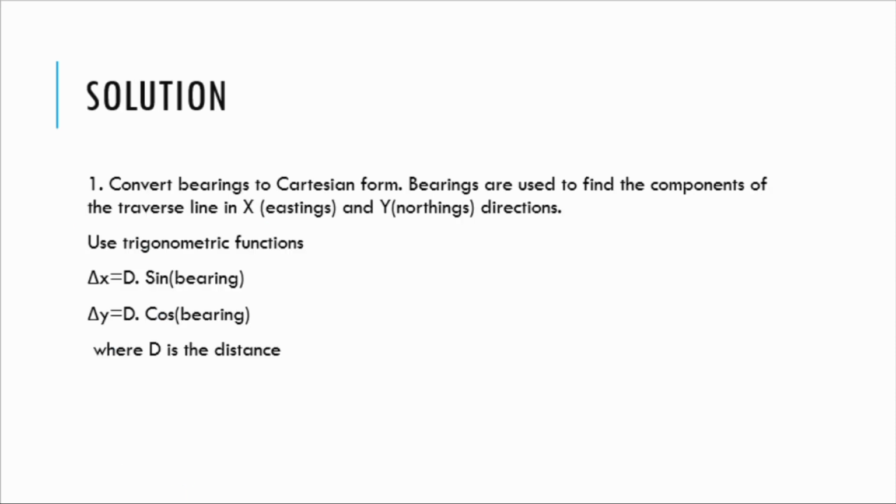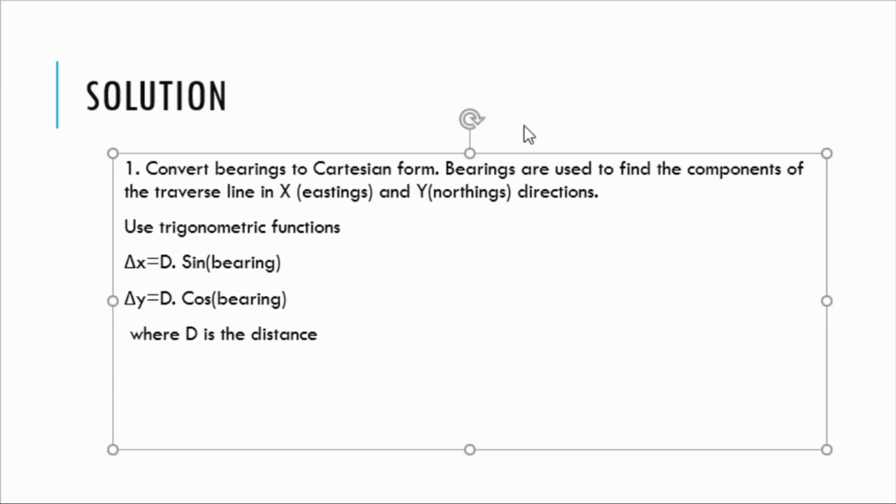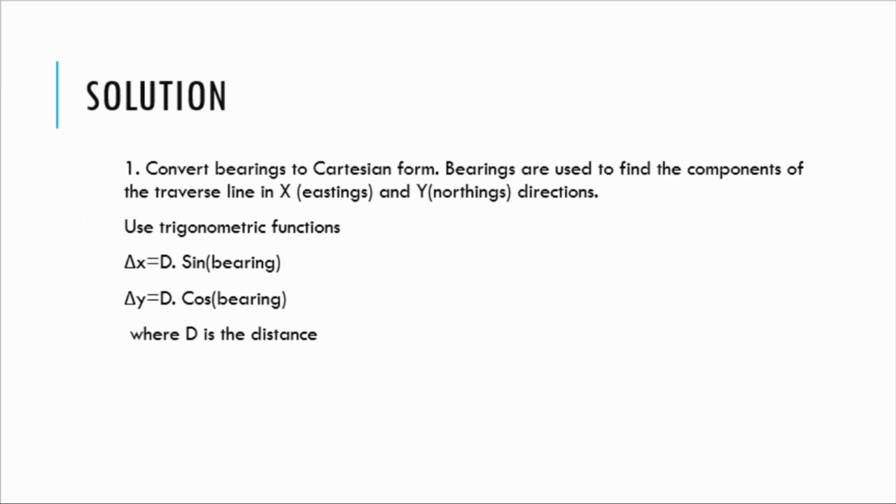So we go directly to the solution. Here we have our solution. The first thing, we convert the bearings to Cartesian form. The bearings are used to find the components of the traverse line in easting and northing. The eastings are represented by the X axis and the northings by the Y axis. This is the direction in which we use the Cartesian form in our solution.